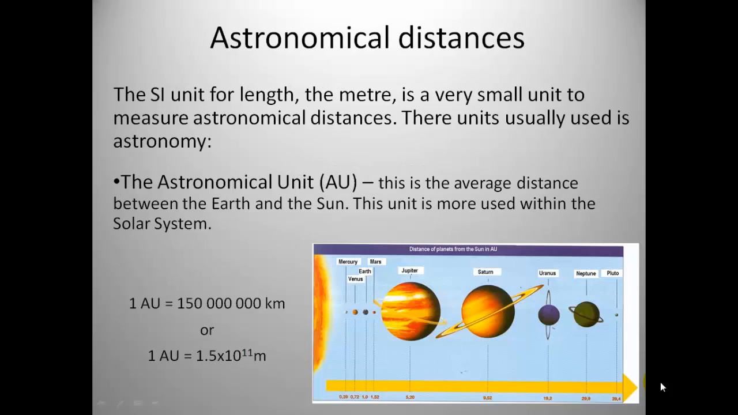As far as astronomical distances, the numbers end up being very big. So we have a very convenient unit called the astronomical unit. This is the average distance between the Earth and the Sun, and we use this quite a lot. So an astronomical unit is roughly 150 million kilometers, or 1.5 times 10 to the 11 meters. This is not a very nice unit. 1 AU is a nice unit.